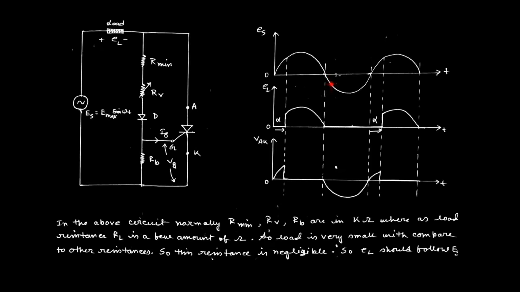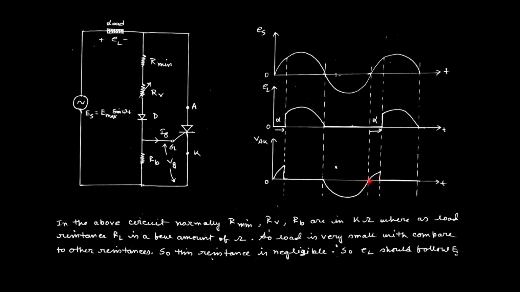That is why from 180 to 360 degrees, no voltage appears across the load. Then the total voltage appears across the switch. The waveform of the switch voltage will be from this point to this point, until we apply the next triggering pulse at 360 degrees plus alpha. I am talking about 180 degrees to 360 degrees plus alpha.